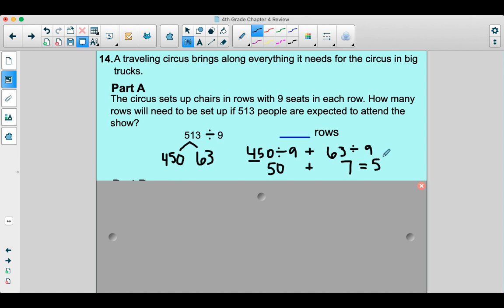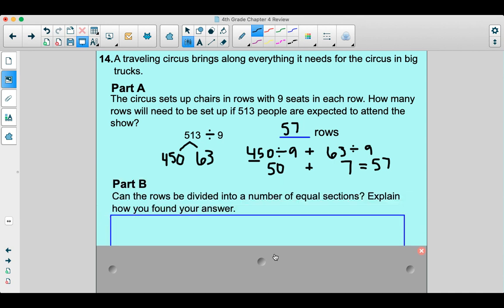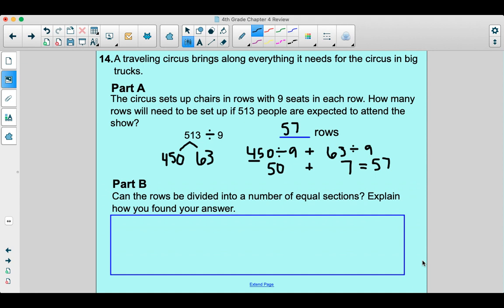We need 57 rows. All right, so use the distributive property to your advantage. Choose these nice little pieces. Actually, this was a big chunk here, but I used my basic facts to help me, right? So I need 57 rows. Seems reasonable. Okay, part B. Can the rows be divided into a number of equal sections? Explain how you found your answer.